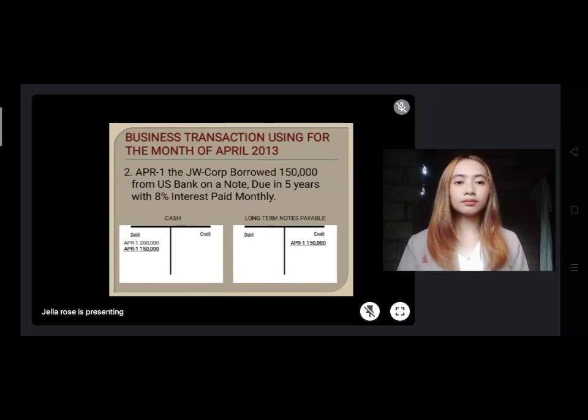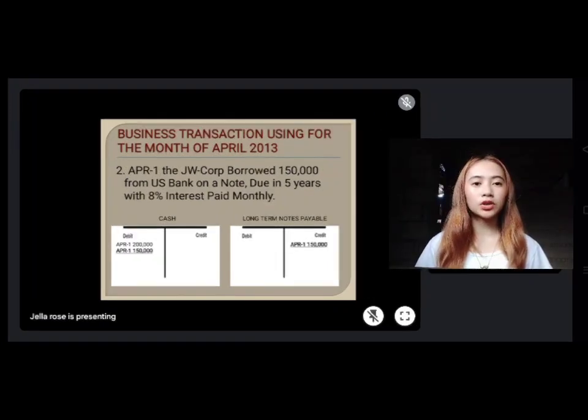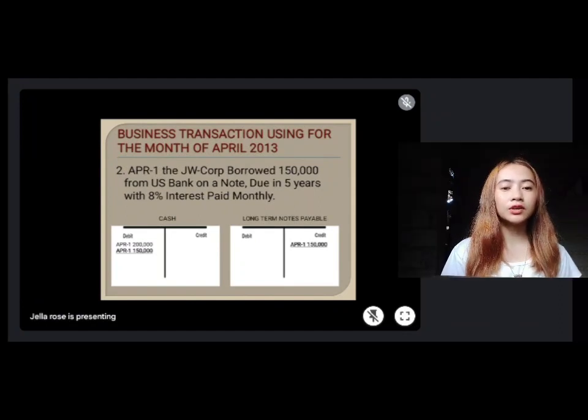Number 2, on April 1, the JW Corp borrowed 150,000 from US Bank on a note due in 5 years with 8% interest paid monthly. On April 1, the transaction increased the asset and liabilities. The cash account increased, so the 150,000 is debited, and the long-term notes payable is credited because JW Corp borrowed from the bank, due in 5 years with 8% interest.